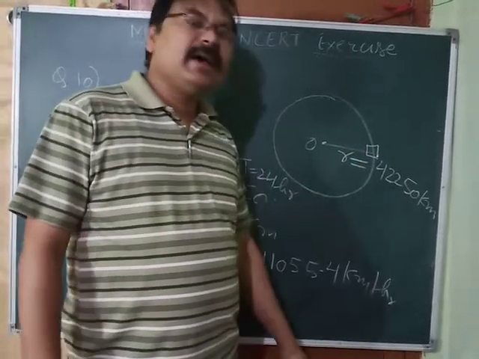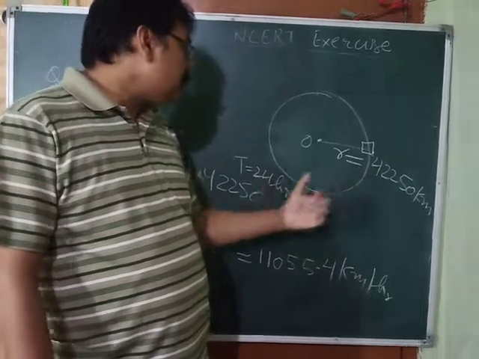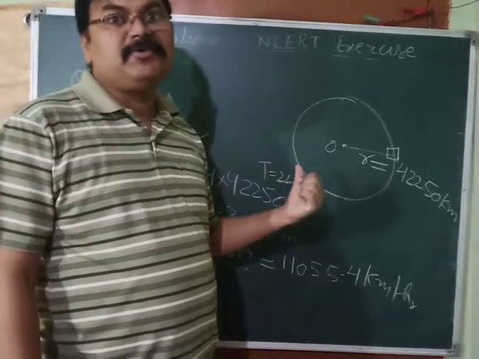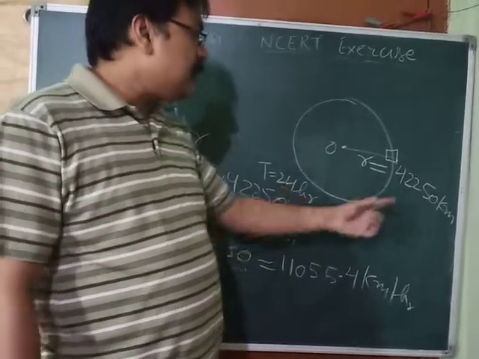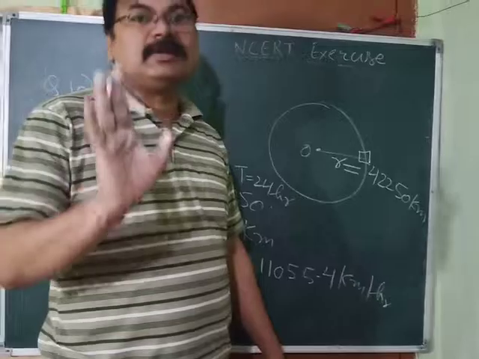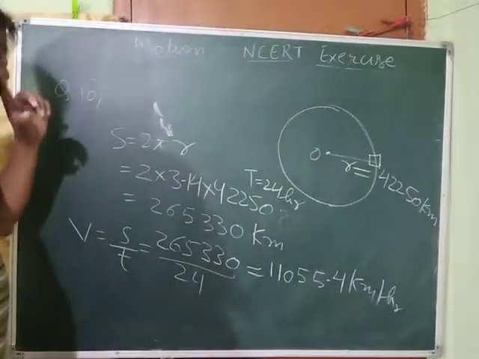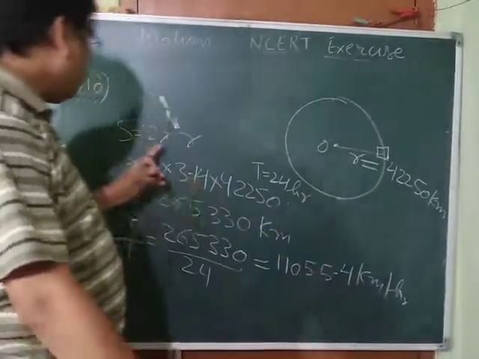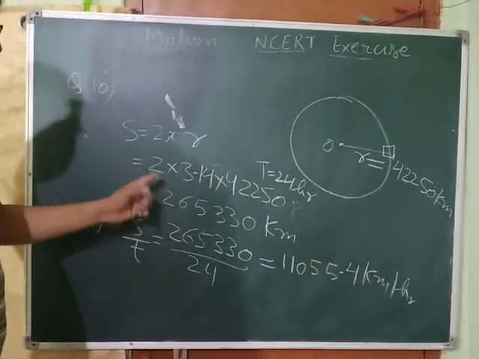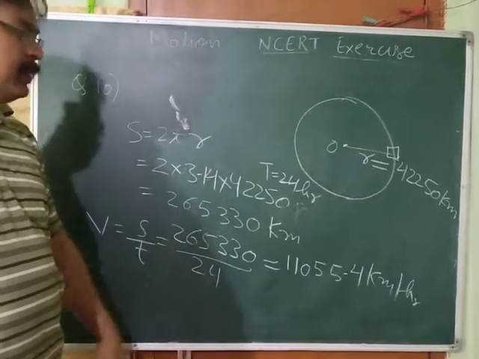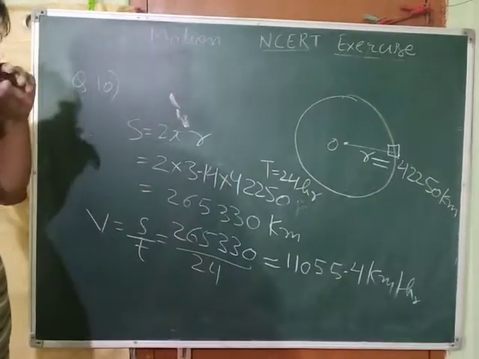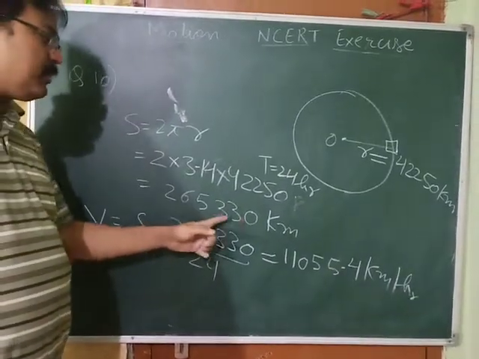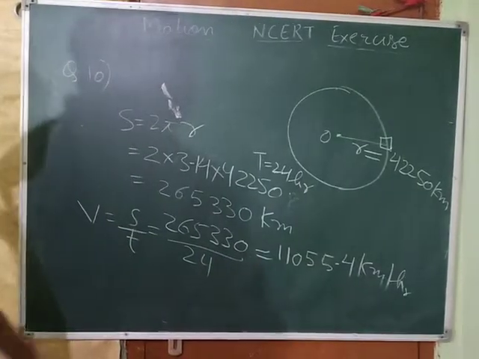Now they are asking that this satellite completes one complete revolution in how many hours? 24 hours. So what is this? This is the time period of the satellite, as we have already discussed. Time period is given, radius is given. We have to find out the speed of the satellite. If this is the radius, then what is the total distance covered in one complete revolution? It is 2 pi r, the circumference. 2, the value of pi is 3.14, r is this much. When we multiply, we get 2,65,330 kilometer.